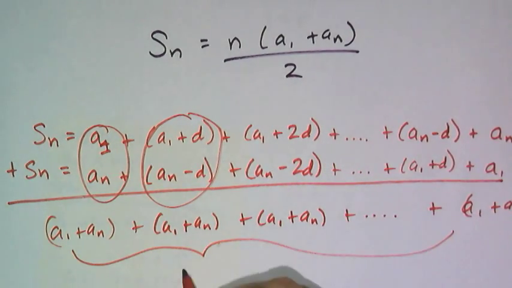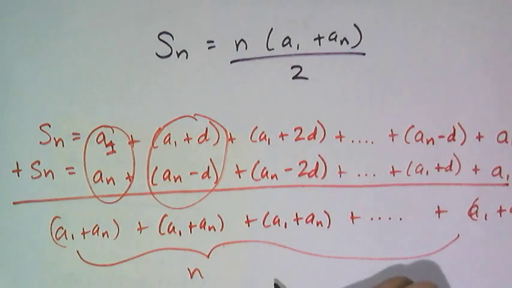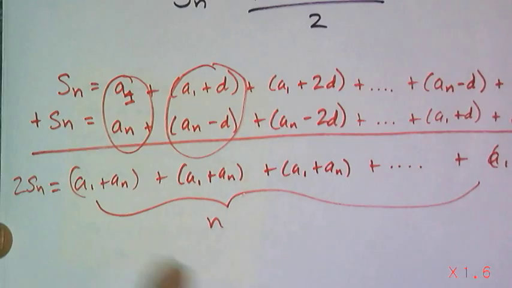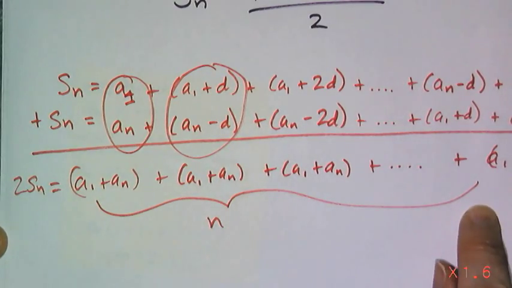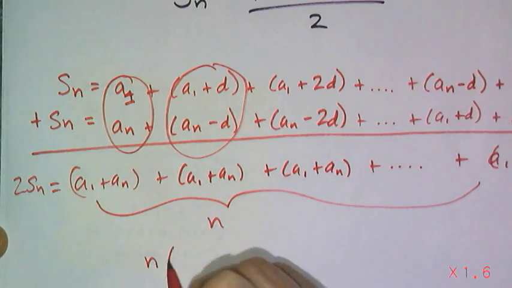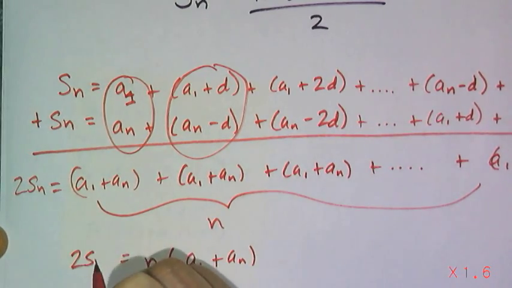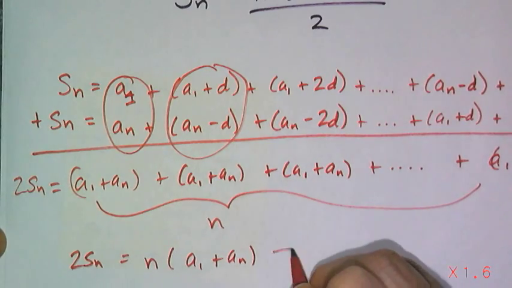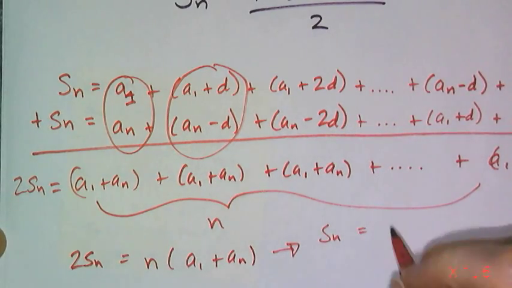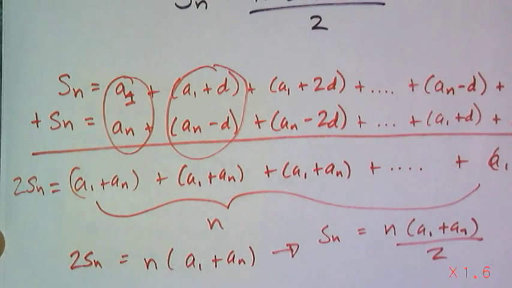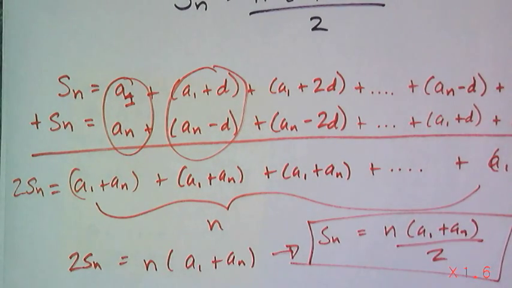There happen to be n of these pairs, and it equals twice the sum. So if I rewrite this using multiplication, I have n times (a sub 1 plus a sub n) equals 2 of the sums. And so if I want to know what one of the sums is, then I just have to divide by 2. And this is where that formula comes from, very cleverly derived by Gauss.